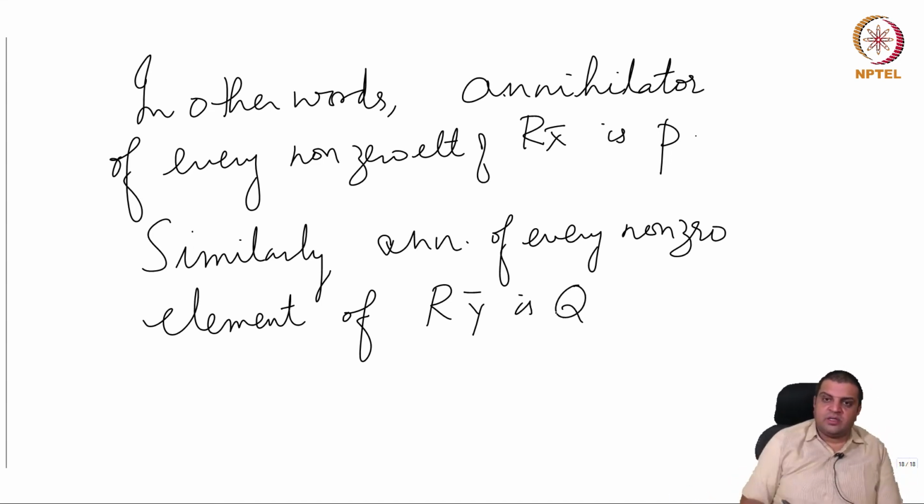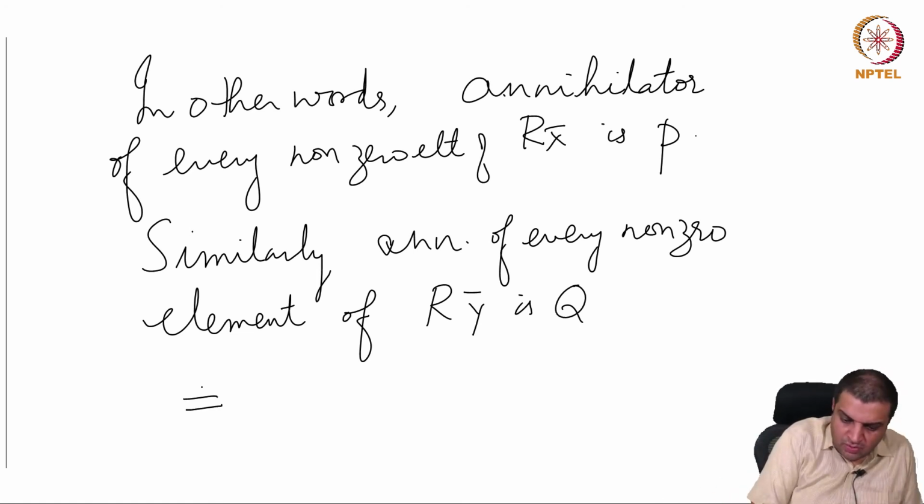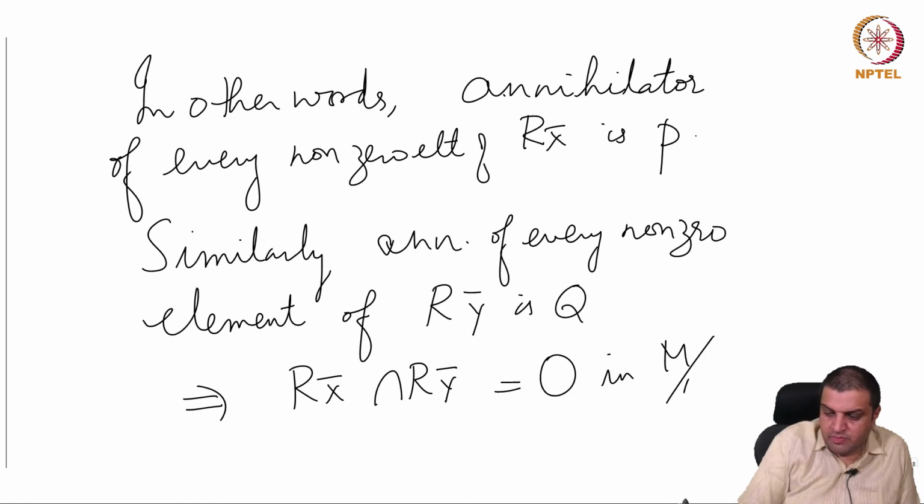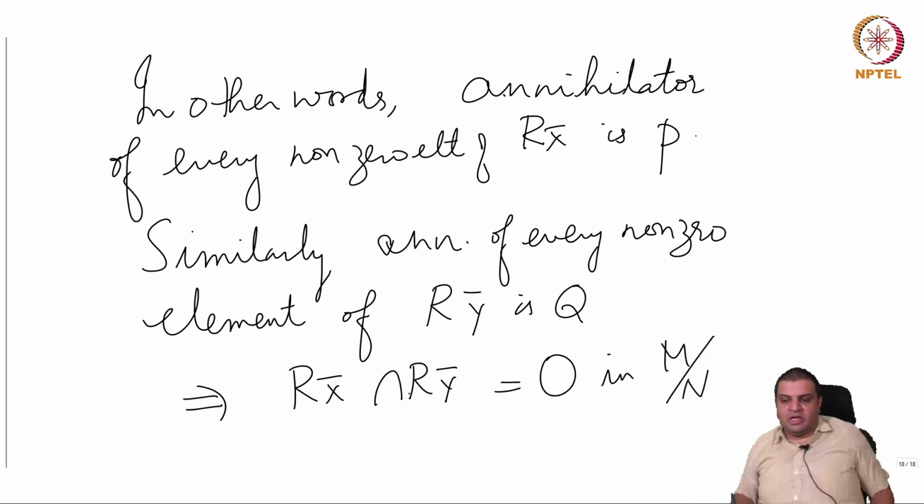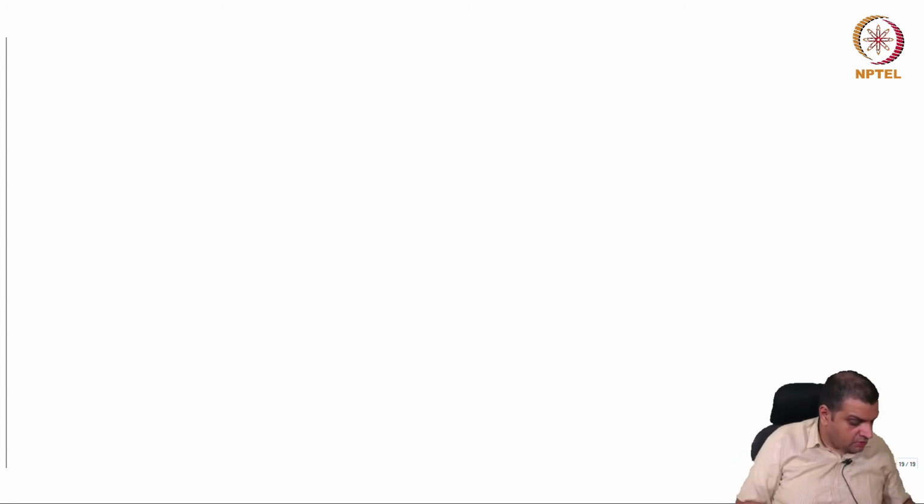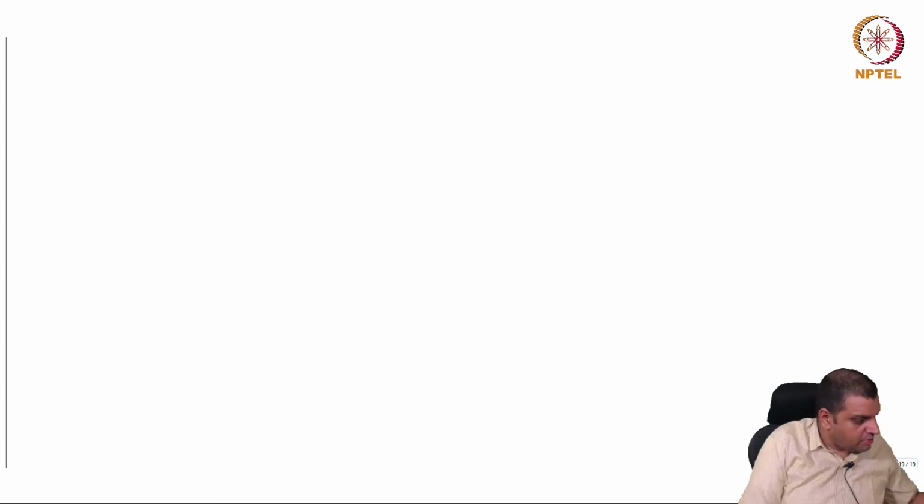And these are distinct primes, so these cannot intersect. Okay, so this now implies that R x bar intersect R y bar is 0 inside M mod N, because it cannot contain a non-zero element, in which case there will be a contradiction. Okay. So these two, the intersection is 0 in M mod N.